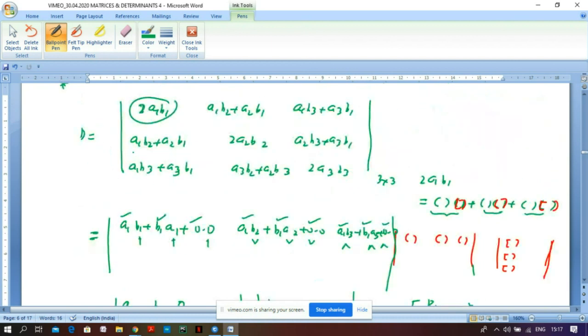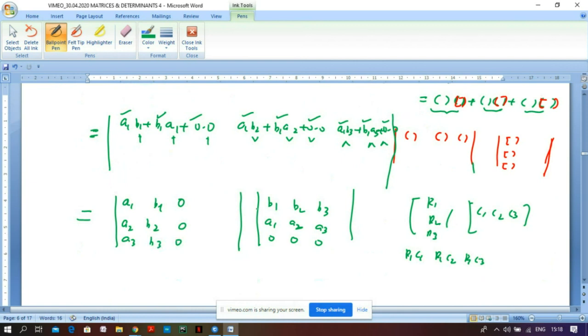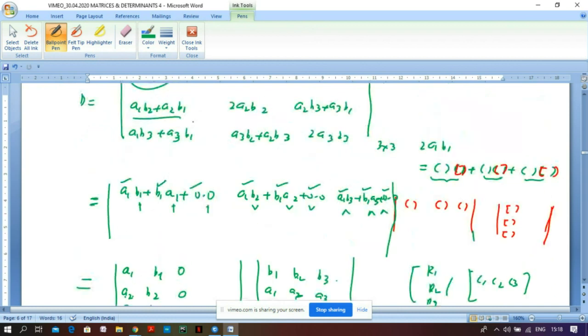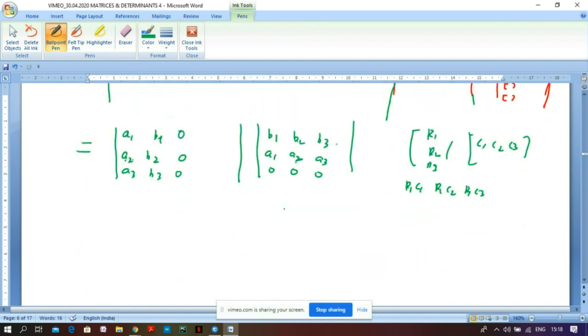Just check a couple of more terms. For example, here second row, a1 b2 plus a2 b1, I am getting a2 b1 plus a1 b2, that's fine. Then I'm getting a2 b2 plus b2 a2, that is twice a2 b2, and a2 b3 plus b2 a3, so that checks out. Similarly, the third also checks out. And so I've been able to express the given determinant, the big one, as a product of two determinants, in the form row by column. So multiplication row by column.